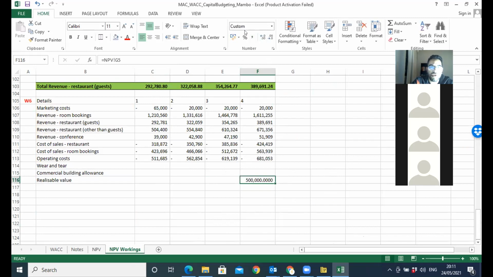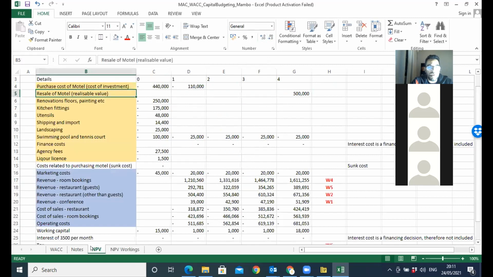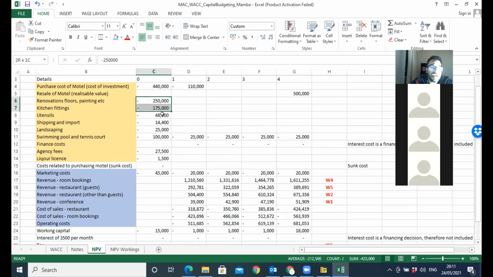This is not 100% correct. I'll try to fix it up afterwards. So now we need to see what forms part of the cost of the hotel. Okay, so it's definitely going to be the 550. Renovations can also be added, kitchen fittings, all of these. So now the question is, can we add all of these things? I don't know from your guys' things.